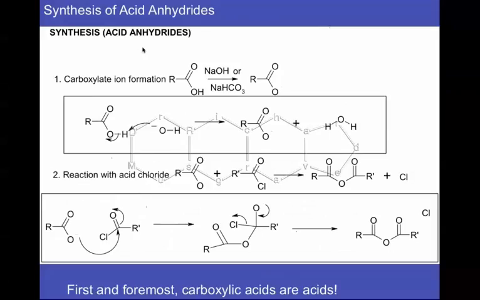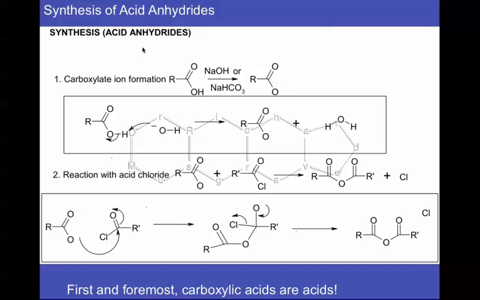I'd like now to talk about the synthesis of acid anhydrides, and this method here is something that can be used to make either symmetric or asymmetric acid anhydrides. The first step involves carboxylate ion formation, and what we're doing here is we're taking some kind of base and removing the proton from the carboxylic acid.